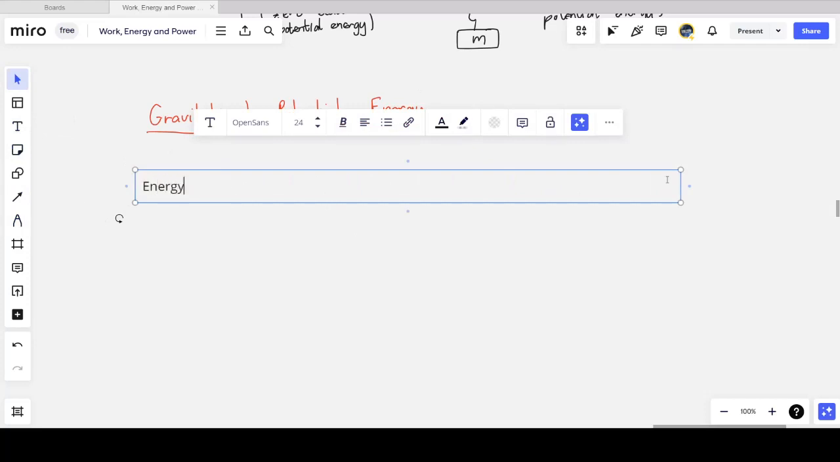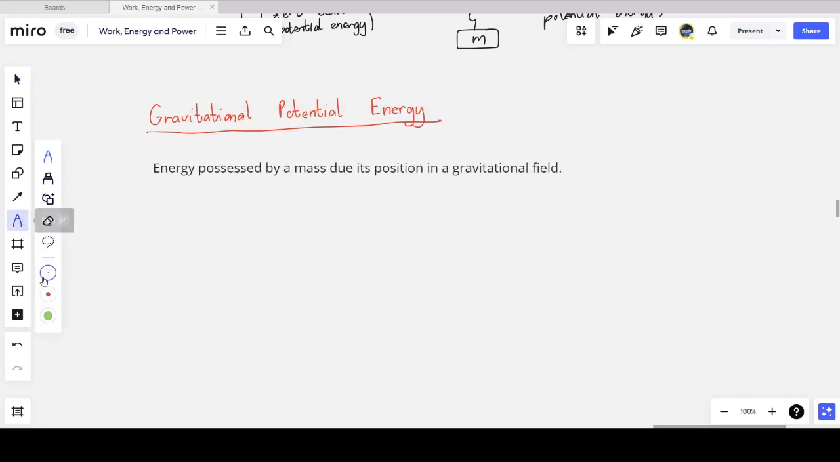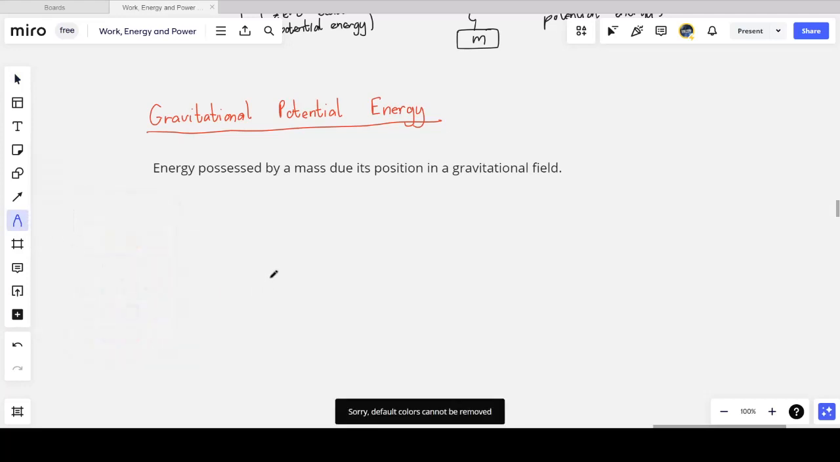But basically, gravitational potential energy, if you jump, then while you are in the air for that short moment of time, you have gravitational potential energy, and then you will move back down, gaining kinetic energy. So it's the energy possessed by a mass, specifically by a mass, because you need to have mass to have gravitational potential energy, due to its position or relative position in a gravitational field. For now, we're only going to talk about the Earth's gravitational field. So gravitational potential energy is the energy that an object has because it's somewhere in the Earth's gravitational field, because it's above the surface of the Earth.